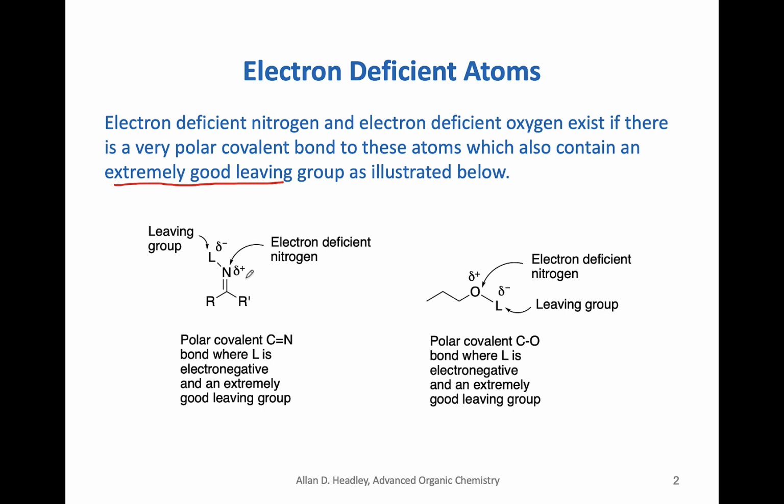Well, partially positively charged. Here we have an oxygen, and it's now bonded to an extremely good leaving group, which is also typically electronegative. So in this polar covalent bond, these electrons are closer to the leaving group than they are to oxygen, making this oxygen partially positive and, as mentioned here, electron deficient.